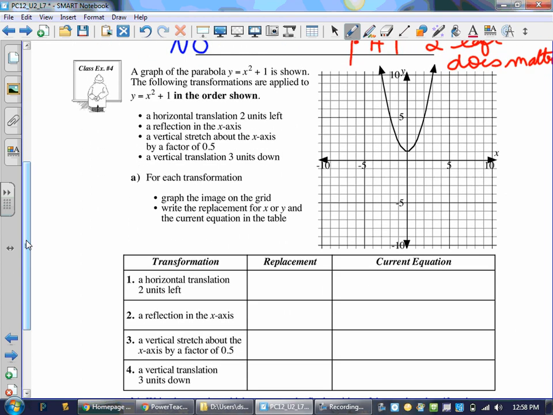Gotta get it good. Should we do this? I think, should we just move on? No, move on? Okay, let's move on. Next lesson.